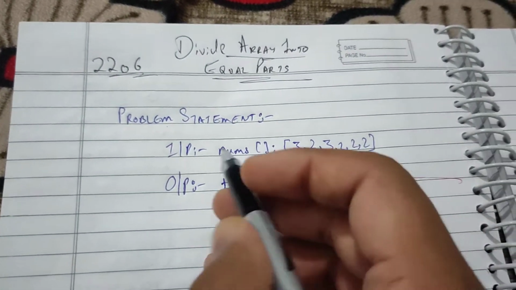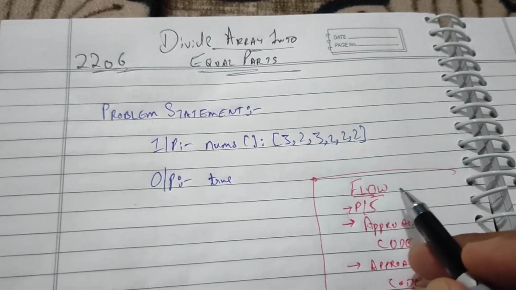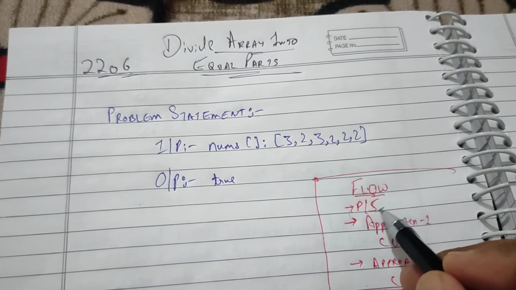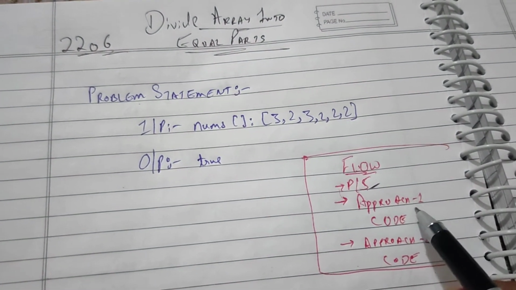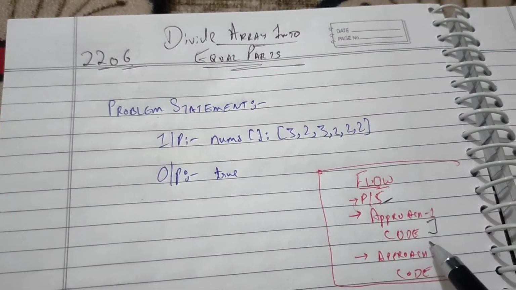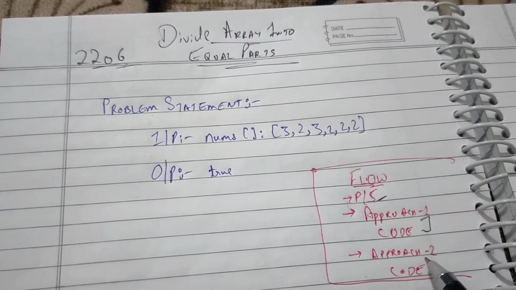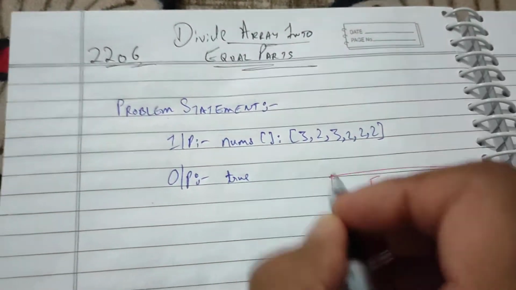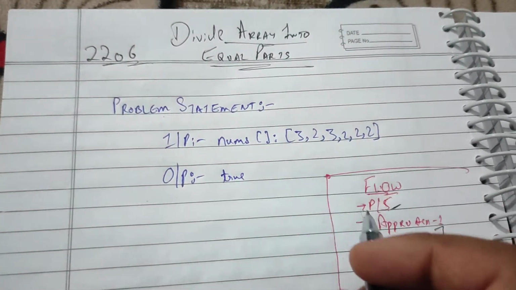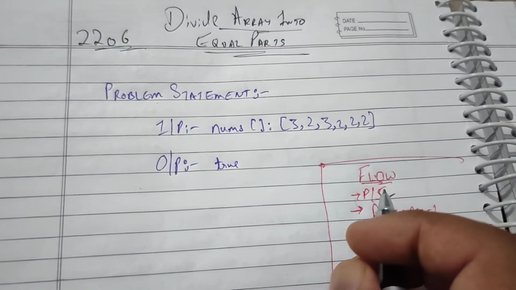Okay, so let us understand what our flow will be. First of all, we will see our problem statement and talk about what it is saying. Then we will talk about approach 1 and see its code, and we will talk about approach 2 and see its code. So that will be the flow of this problem.